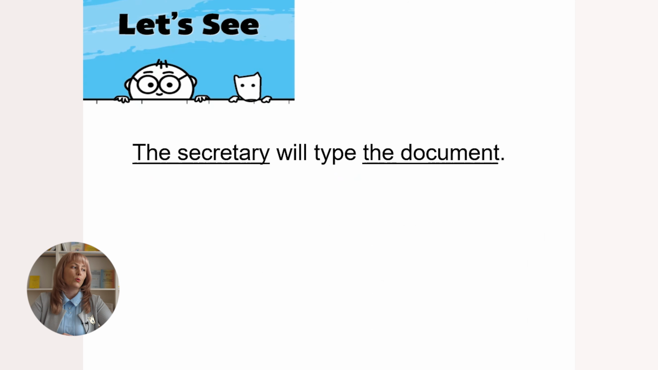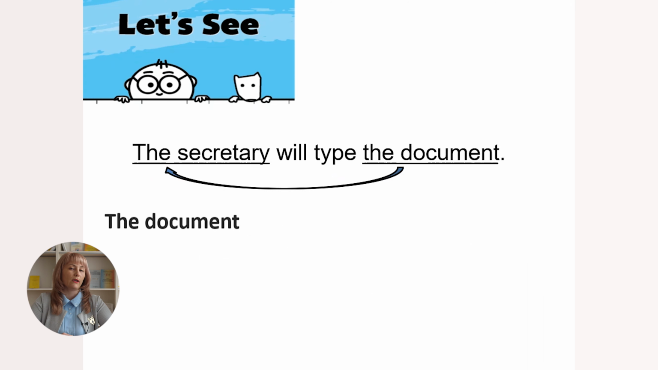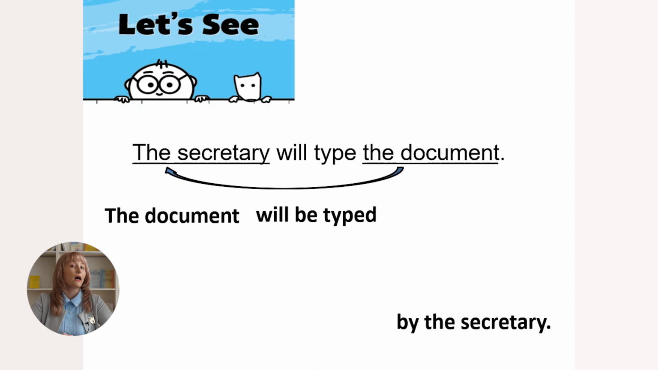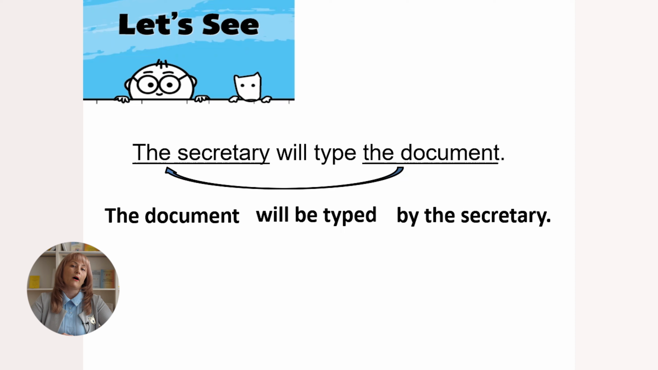The secretary will type the document. Okay, this is future simple. Let's see what we have in passive voice of future. The document will be typed by the secretary. Okay, this is future simple in passive voice. Great job. We know that passive voice is not one of the easiest grammar topics from the English language, but step by step you are going to master its rules.